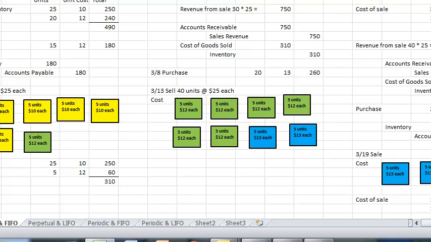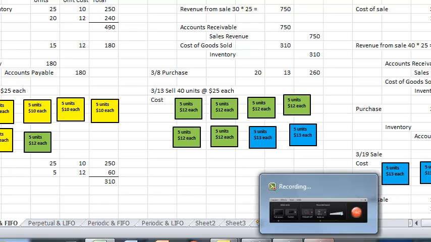Those are the units that have not been allocated to cost of goods sold. And you can work it out through the T accounts, or just take a look at the perpetual inventory records and see that our ending inventory is calculated as 15 units at $15 plus 15 units at $17 each. Okay, we will continue with the next recording for LIFO.